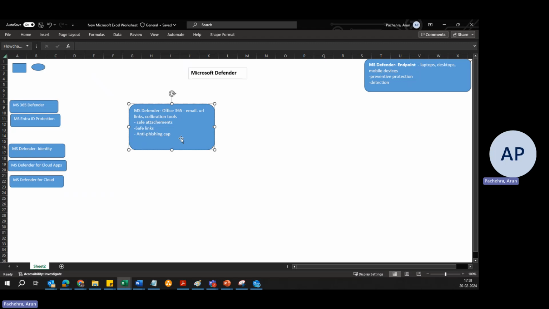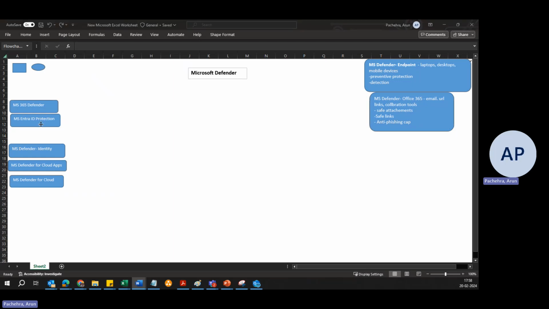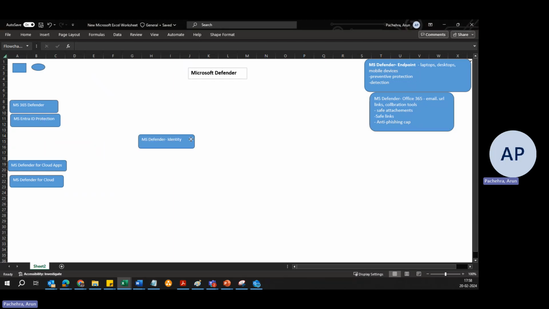So I hope you get it. All right. So this is our Office 365, MS Defender for Office 365. Now, what is next? Let's see the Defender for Identity. All right, let's see what is there in the identity.